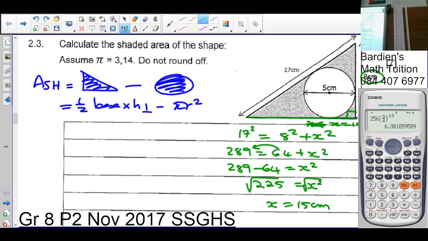Okay? You see how many marks this thing bears? The sum. 7 marks. Okay. So what do I do now? It's going to be half. What's my base? 15 times my height. 8 plus, minus pi. What's the radius?